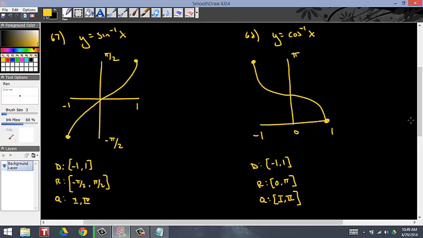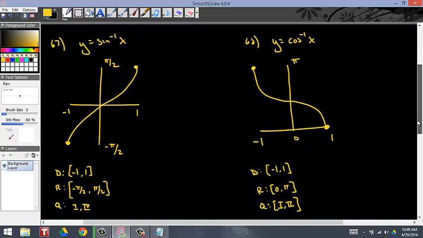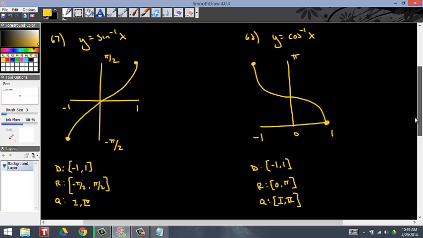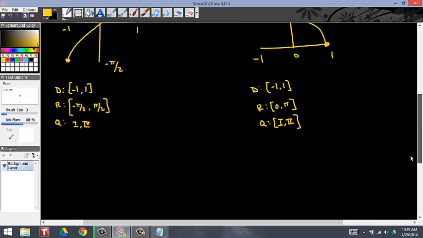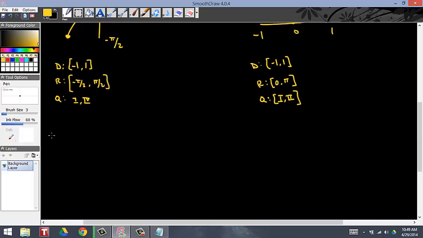I'm going to do one that's not on the worksheet, and that's going to be to graph inverse tangent. Okay. Let's take a look at inverse tangent. Am I moving too fast for you guys?